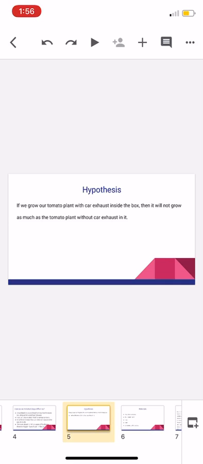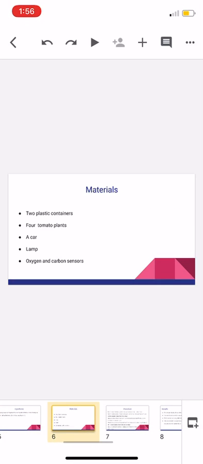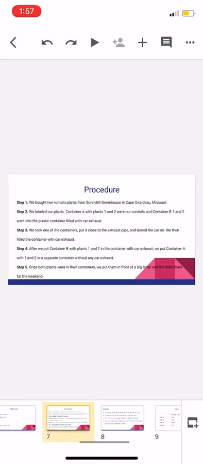Hypothesis. Our hypothesis was, if we grow our tomato plants with car exhaust inside the box, then it would not grow as much as a tomato plant without car exhaust in it. These are the materials that we used for our experiment: 2 plastic containers, 4 tomato plants, a car, a lamp, and oxygen and carbon sensors.